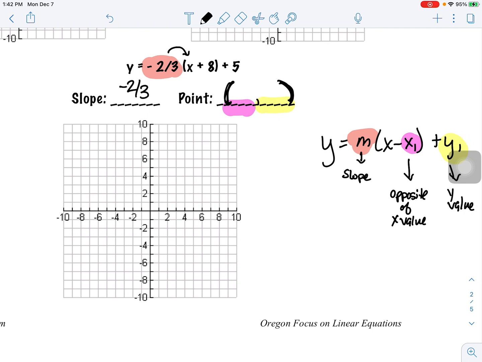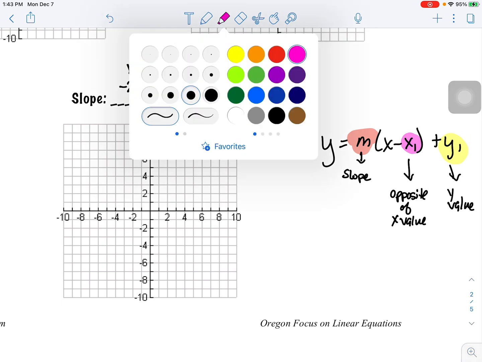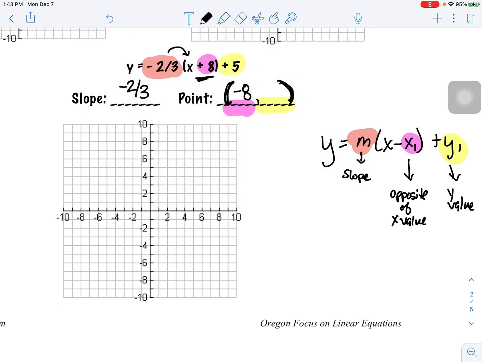And then in my ordered pair, the number that's in the parentheses with x is my x value, but it's the opposite of the x value. So since this is a positive 8, this should be a negative 8. It's always the opposite of the x value. So the opposite of positive 8 is negative 8, and then the actual y value is positive 5.